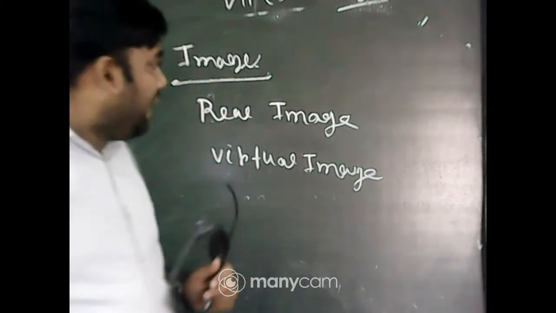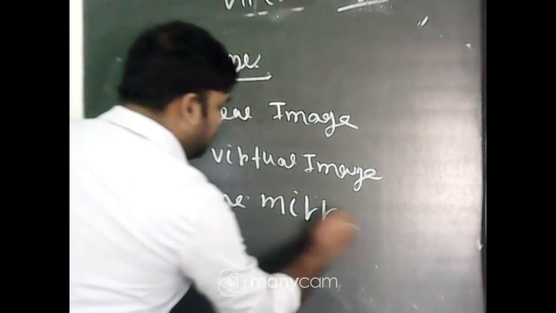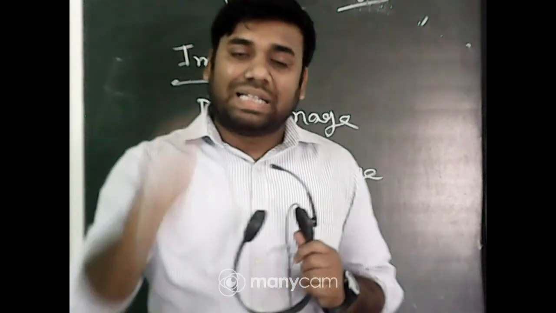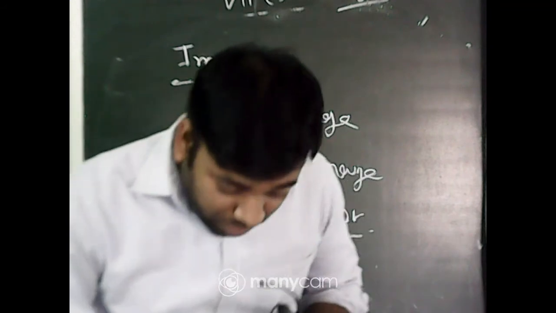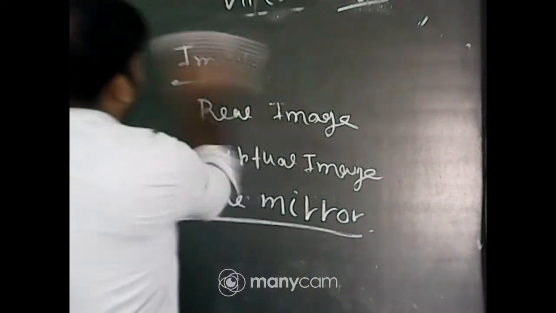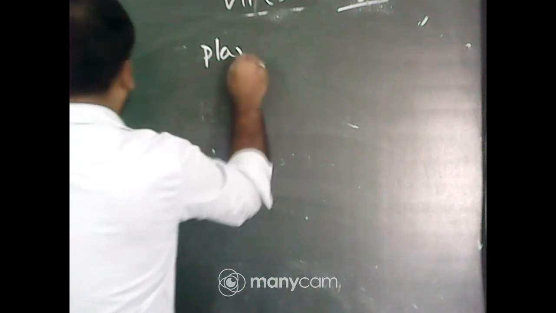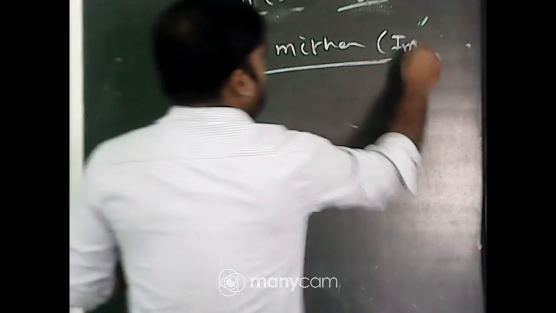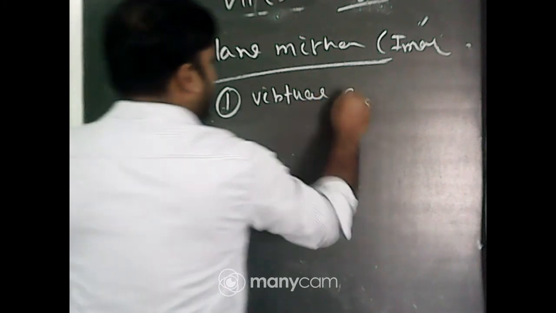basic thing, in the case of a plane mirror, what are the properties of the image? That image should be virtual and erect. Okay, some properties of the image formed by a plane mirror. First of all, it is virtual and erect.